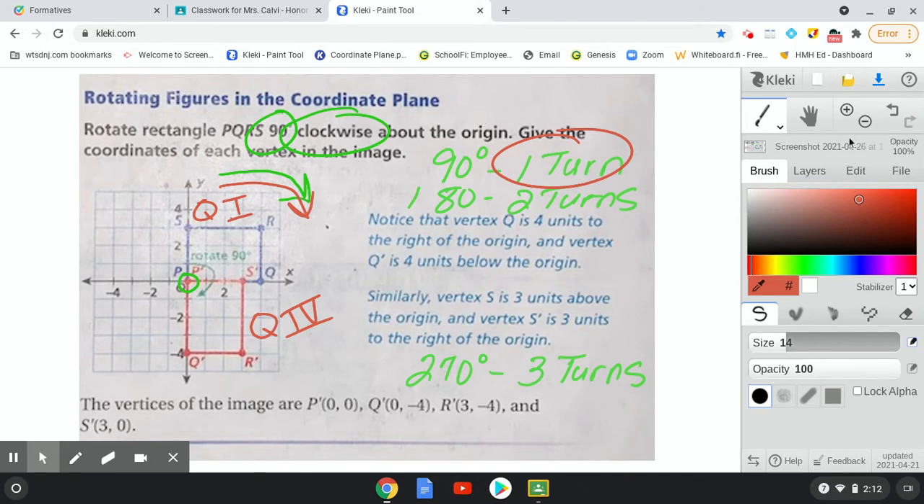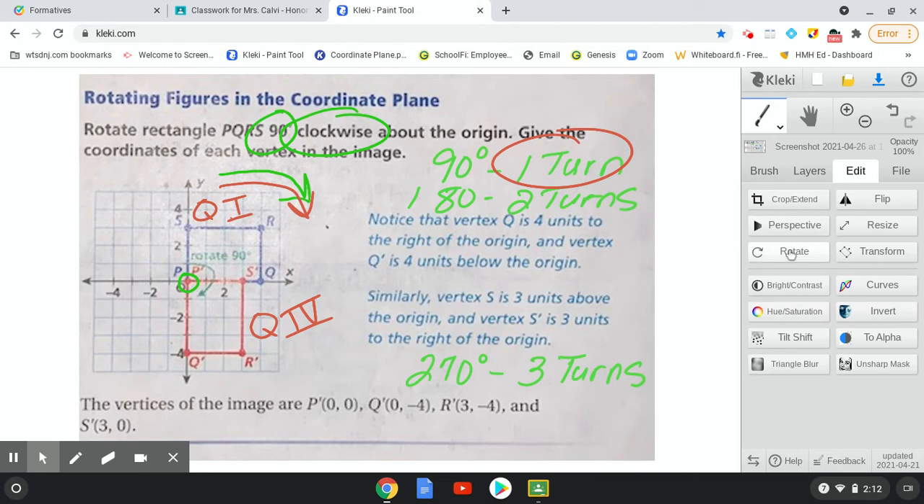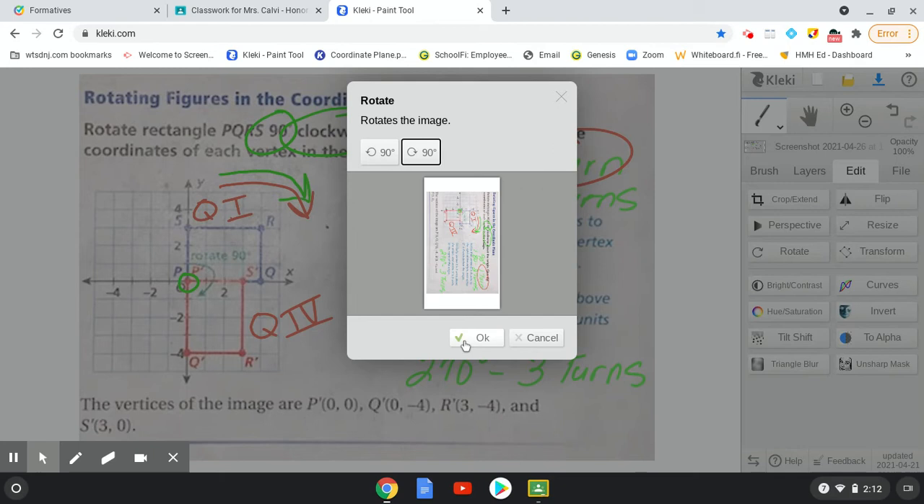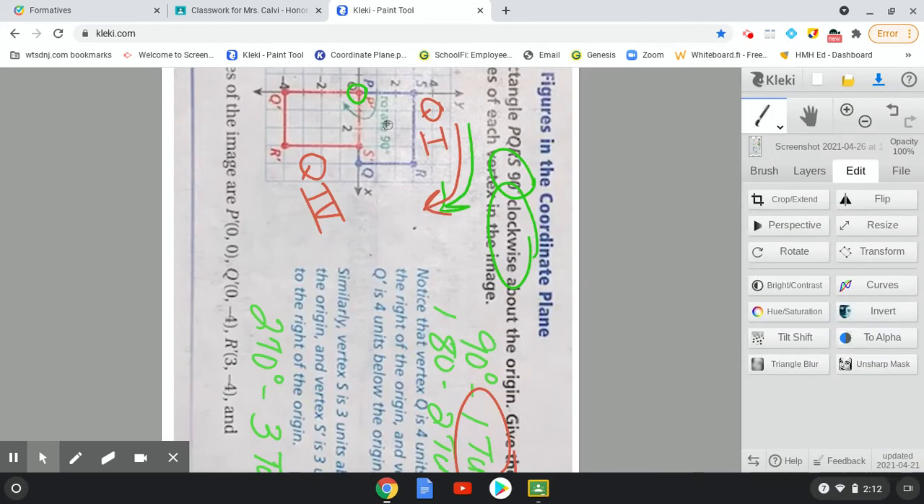I'm going to go 90 degrees clockwise. And if you're using Clucky at home, you can do this also. If you go to the Edit tab over here, they have a Rotate tab. And it says to rotate either counterclockwise, which is going left, or clockwise, which is going right. They're telling us 90 degrees clockwise. So I'm going to click this once, and I'm going to click OK. So if you noticed, our original figure landed in quadrant 4, exactly where that red figure landed. So it's easier to physically rotate a piece of paper to find out where the figure ends up landing.